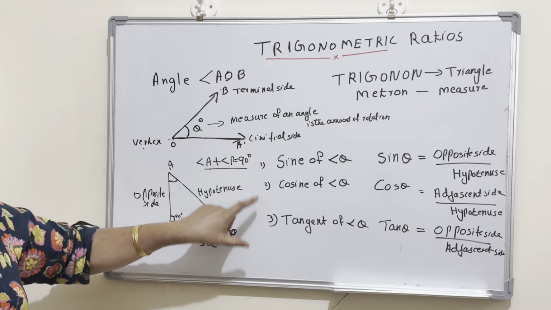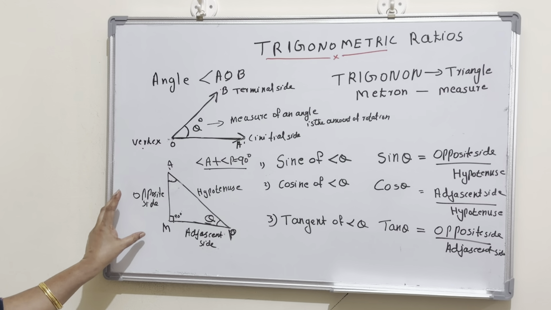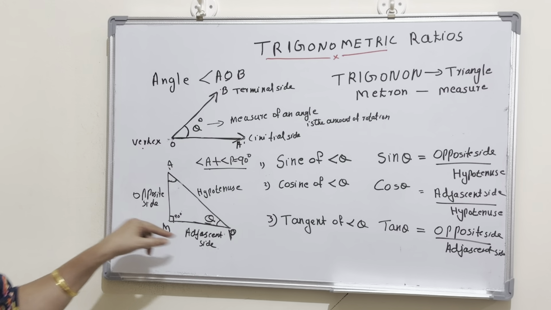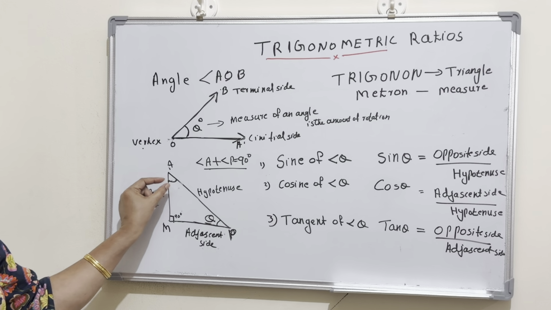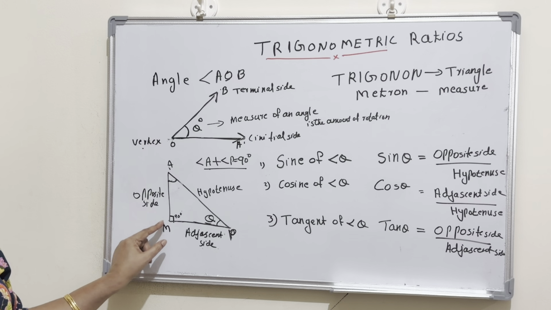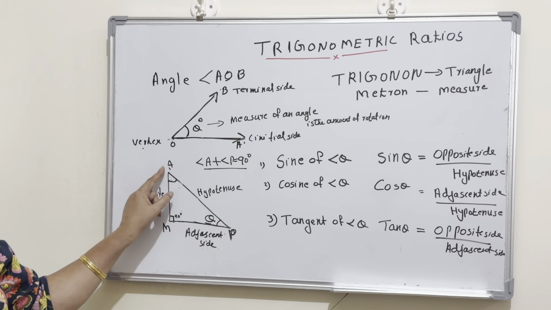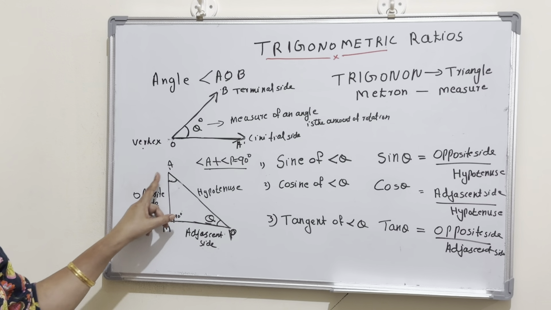So we studied three ratios. In a right angle triangle, we have three sides. Out of those, the sides we consider depend on the reference angle, which is important. In a right angle triangle a 90-degree angle is there, and the other two angles are acute angles.